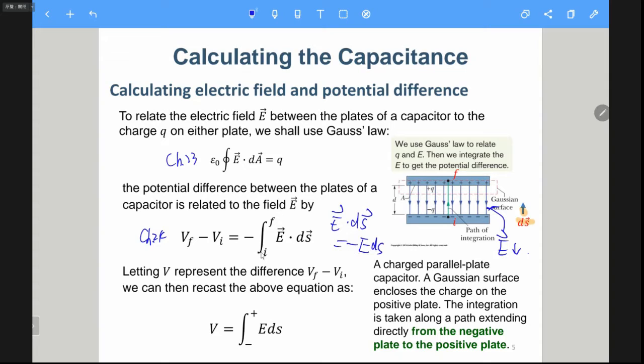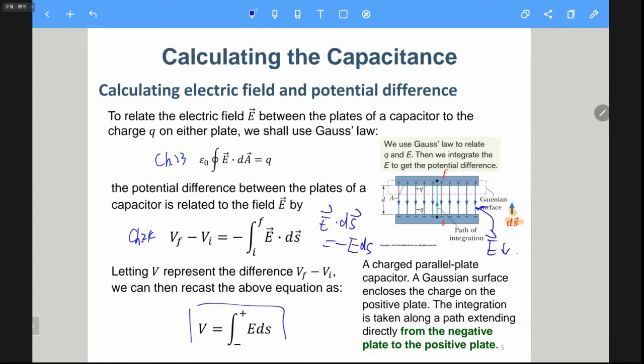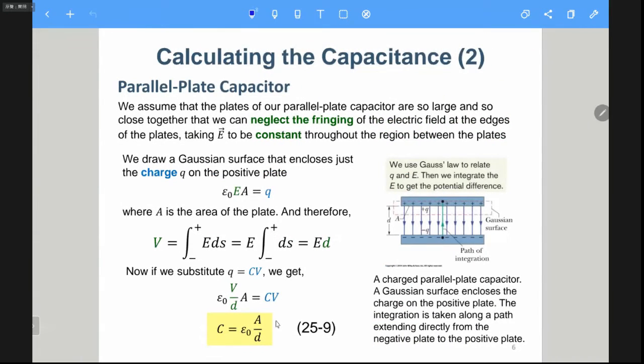So this negative sign and this negative sign cancel each other, and we only take V to be the difference between Vf and Vi. So it becomes E ds, and then we integrate from the negative plate to the positive plate. So we get this expression.